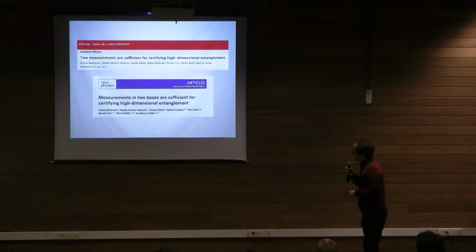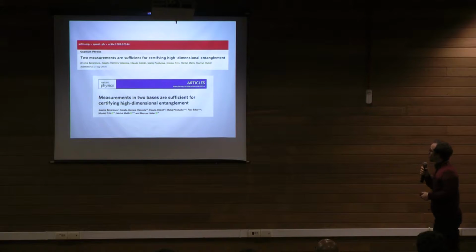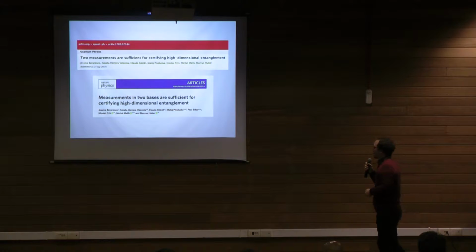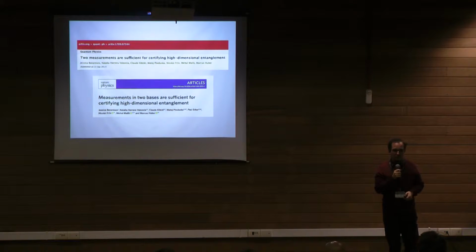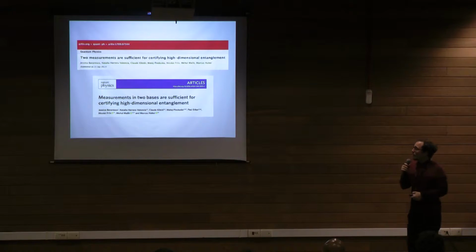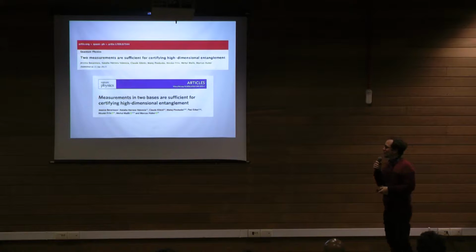However, first I need to get into this discussion because we actually, during the review process, had to change the title of this work. It used to be called "2 measurements are sufficient for certifying," and then in the end it got turned into "measurements in 2 bases are sufficient for certifying high dimensional entanglement." Turns out "measurements" means many things to many different people, especially experimentalists were not very happy with the first title because they were asking, do you really just need to measure 2 photons to get something? I'm like, no, this is not what we mean.